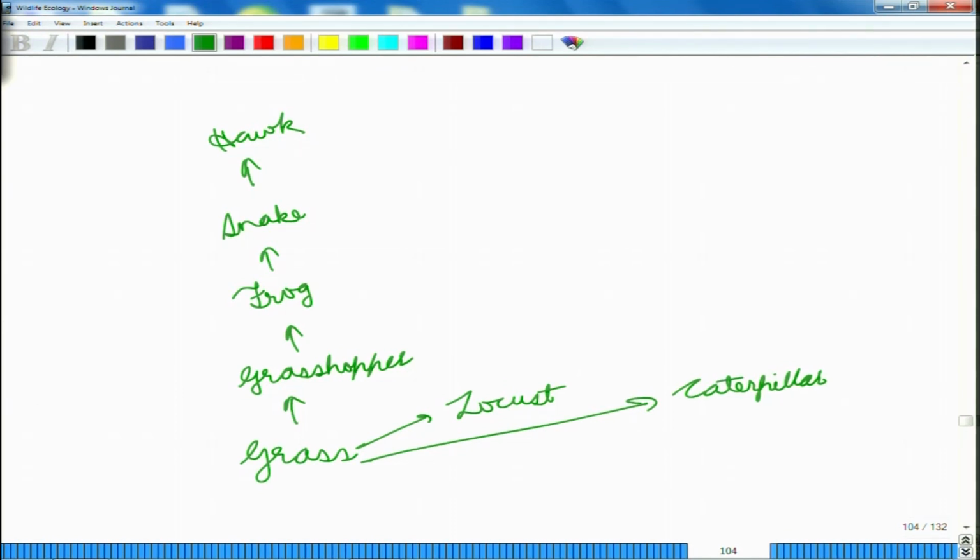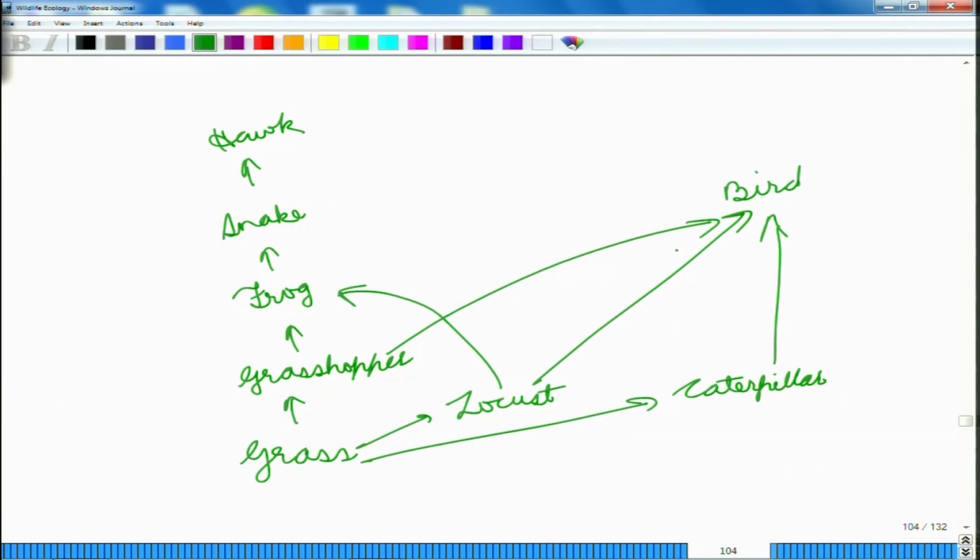Then a frog will also be eating up a locust, and maybe there would be some birds that would directly be eating up a caterpillar, or they would also be eating up a locust. And then you could also have a bird that eats up a grasshopper directly, and then you can have a snake that maybe feeds on bird eggs, or a situation in which a frog is also eaten up by a bird. So, when we look at these combinations, this becomes more and more complex.